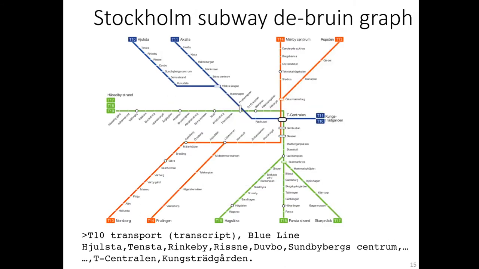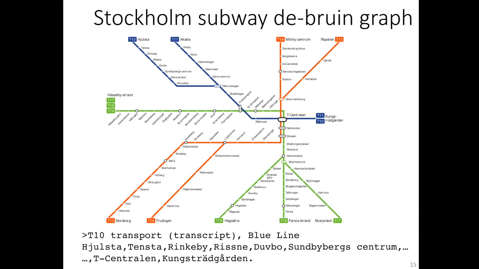So now we're getting to the Stockholm subway De Bruijn graph with the 3 lines, the blue, the red, and the green one. And this is how it would look as a De Bruijn graph. You can see that there's actually a transcript for every line. For example, the T10 line is going to be in FASTA format, T10 transcript, it's the blue line. It starts with Julsta, comma, Tensta, comma, Rinkeby, comma, and so on. And it goes all the way to Kungsträdgården. So the sequence of this one is basically just the names of all the different stops.